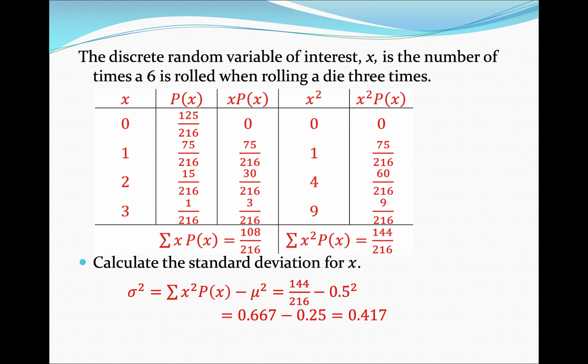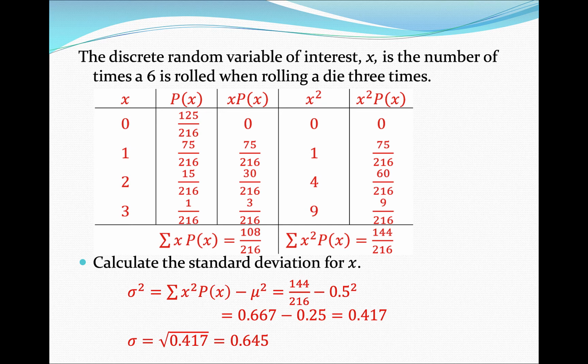So remember, if you're asked for standard deviation, the first step is always to get the variance, because the standard deviation is the square root of the variance. So once we get that variance, you can see we use the sigma symbol for standard deviation. We take the square root of that variance. That's the way standard deviation always works. That gives us the standard deviation, which is 0.645. So the mean in this case is 0.5. The standard deviation is 0.645.